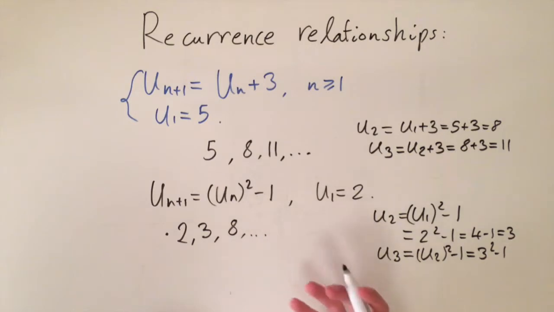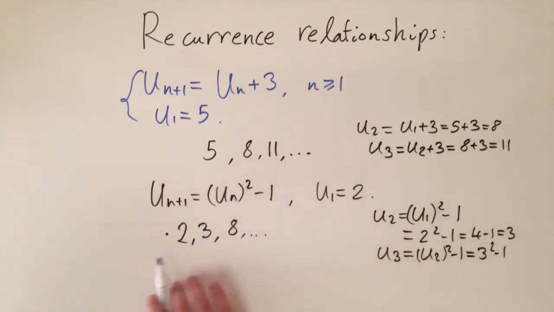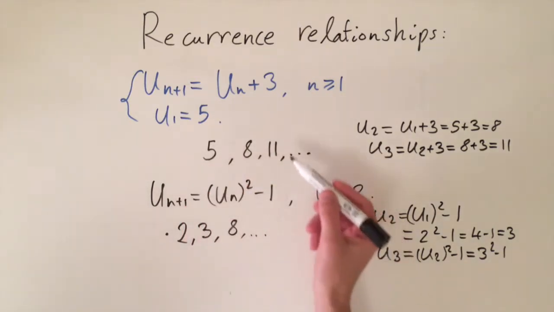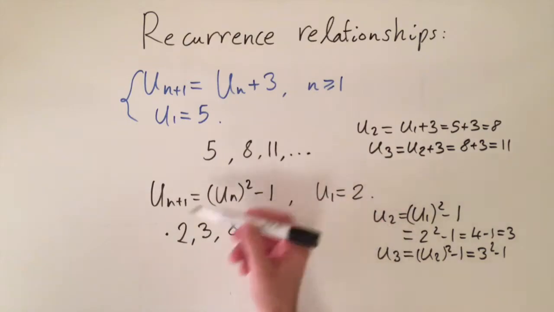Right, and this is an example where you can see that it isn't very obvious to find the explicit formula, but we've got a very simple recurrence relationship that generates the whole sequence. So now we're going to look at a few examples where we're given the sequence of numbers, and we're going to try and deduce what the recurrence relationship is.